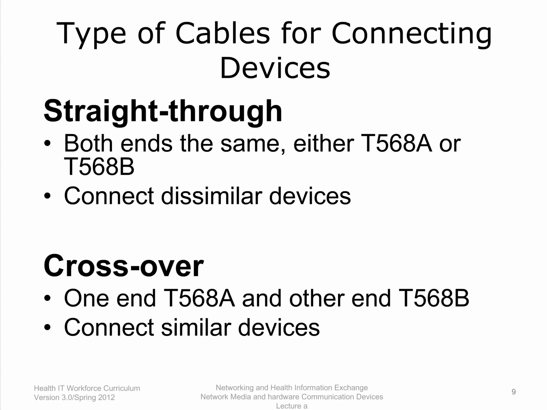Certain types of twisted pair cables are used for making connections between devices. Straight-through cables are used to connect dissimilar devices, like a computer to a hub or switch. Both ends are the same, either T568A or T568B. Crossover cables are used to connect similar devices, like a computer to a computer. One end is T568A and the other end T568B, where pins 1 and 3 and 2 and 6 are swapped.